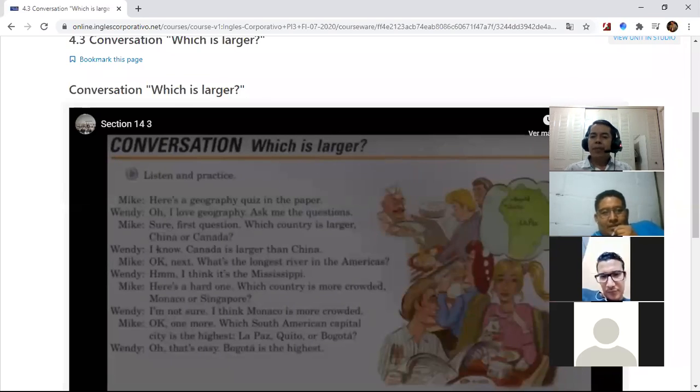Okay, next. What's the longest river in the Americas? I think it's the Mississippi. Here's a hard one. Which country is more crowded, Monaco or Singapore? I'm not sure. I think Monaco is more crowded. Okay, one more. Which South American capital city is the highest, La Paz, Quito, or Bogota? Oh, that's easy. Bogota is the highest.